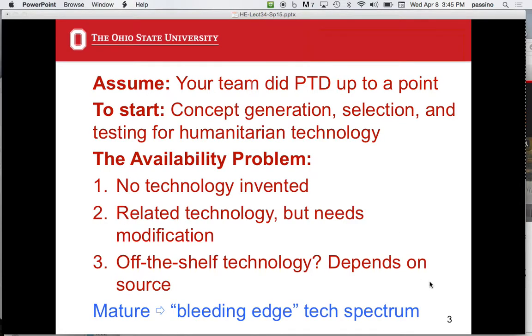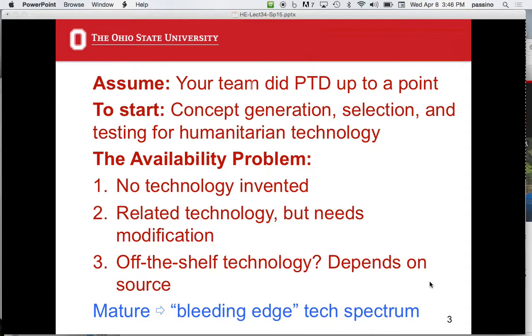So let's talk for a bit about what happens after you've done participatory technology development. So you did concept generation, selection, and testing, and then there's an availability problem. You start out, you say, well, we need a technology that does this. And it may be the case there's no technology invented to do the problem you're trying to solve. There's an old saying, every problem is local, period. So you start from that assumption. You don't assume that every village in Togo is going to be identical. There are going to be different situations, and you try to put the technology together for them.